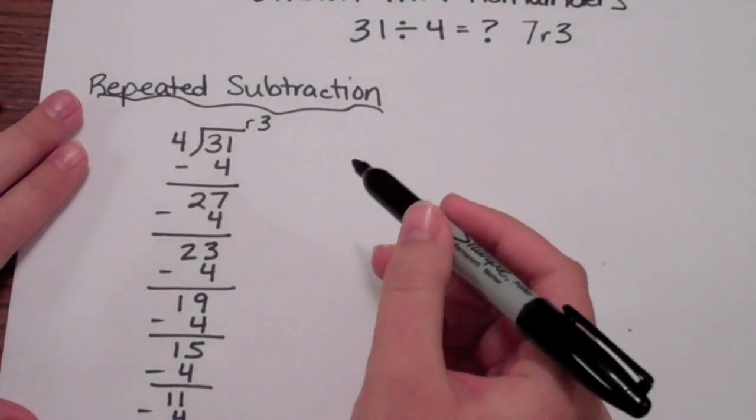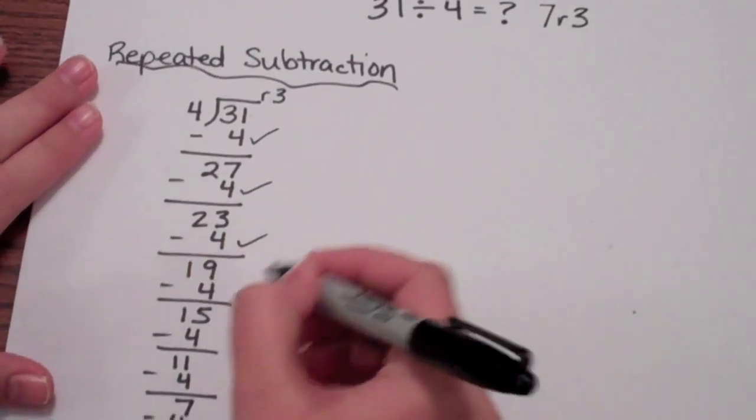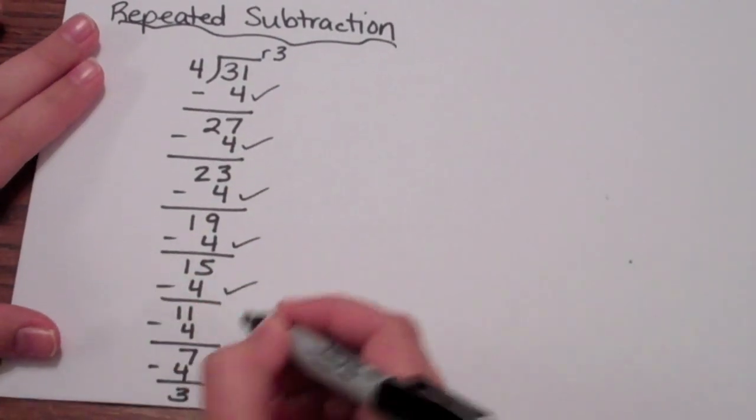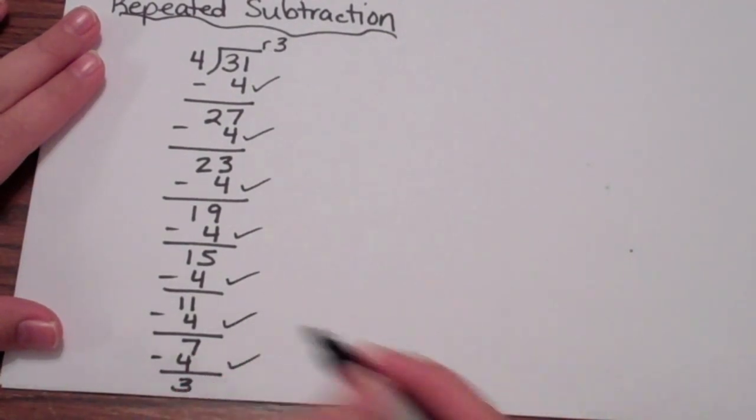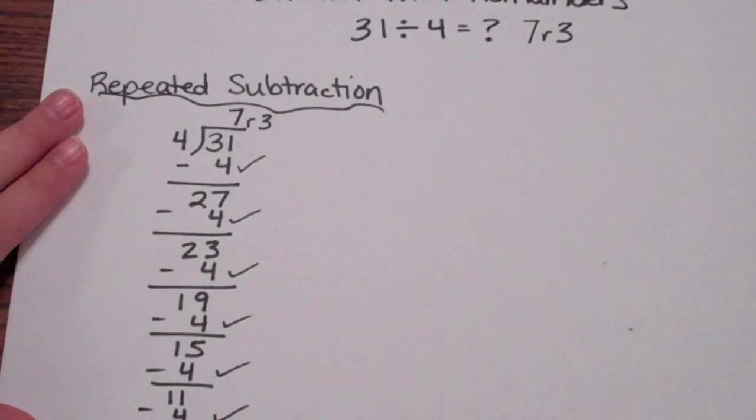Now, how many times did I take out 4? 1, 2, 3, 4, 5, 6, 7 times. My quotient is 7, remainder 3.